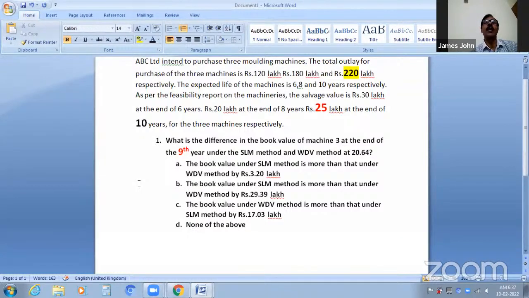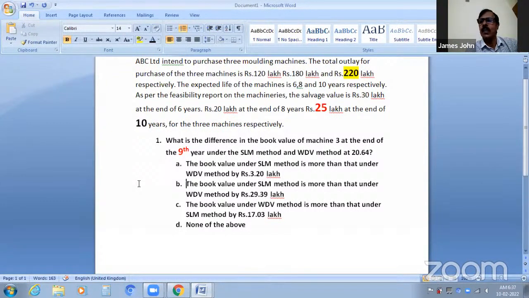So 19.5 into 9, that is the total depreciation. You subtract this from 220. In any case, you get the book value as 44.5 lakh under straight line method. Now you calculate the book value under written down method. For that, use the formula A is equal to P into 1 minus R the whole raised to n, and you got the answer as 27.47, the book value. You subtract. 44.5 is the book value under straight line, and 27.47 is the book value under written down.